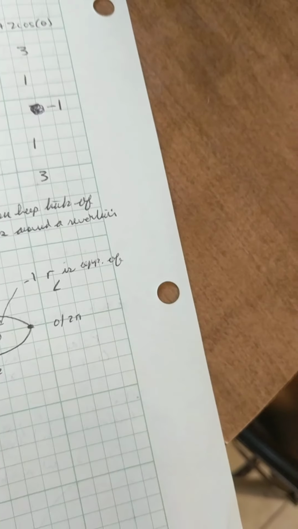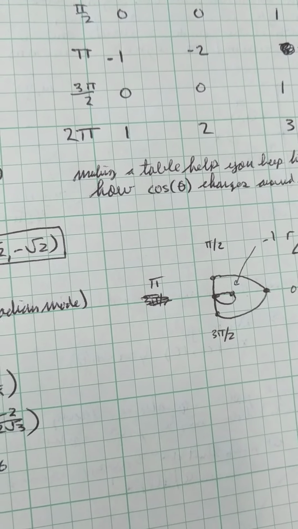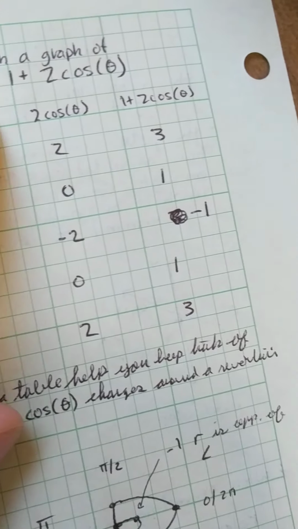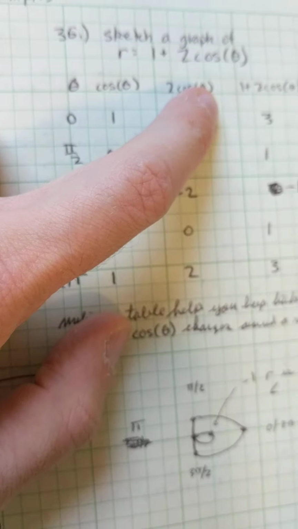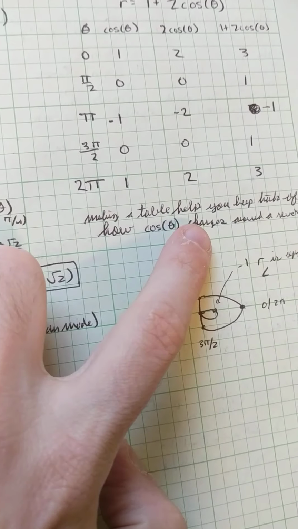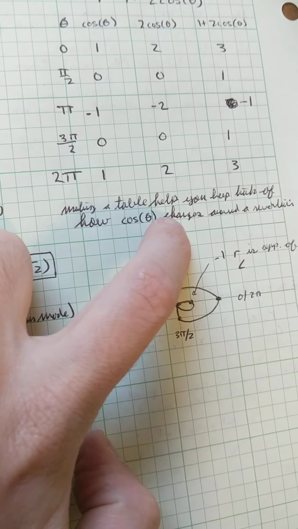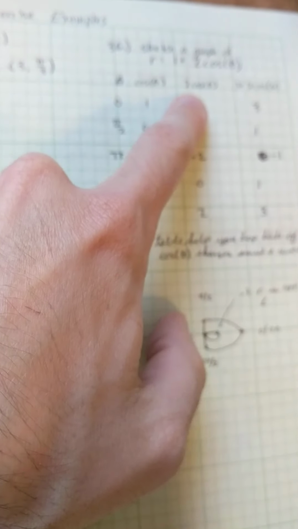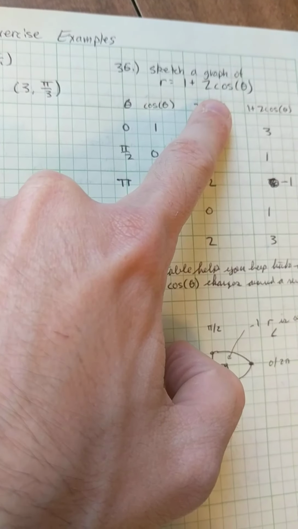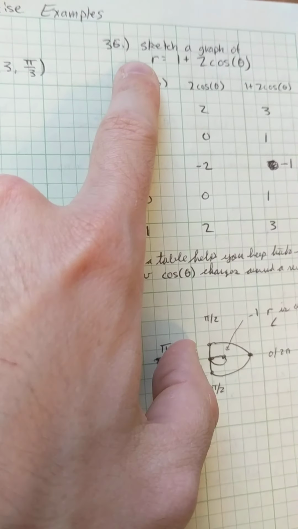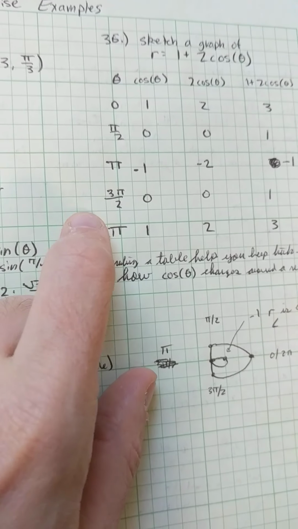Okay, so the other type of problem you'll be doing for this section is making graphs. I did number 36 here for you. We're doing the equation r is equal to 1 plus 2 cosine of theta. It's very useful to go ahead and make a table to help you keep track of how your r is going to be changing in response to the different values of theta as you go around the circle.